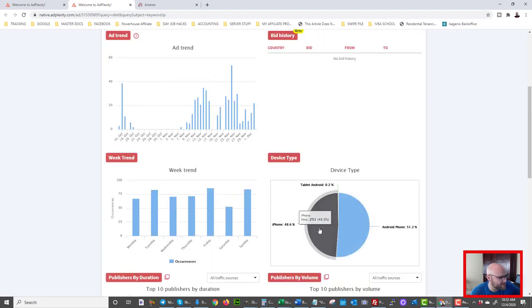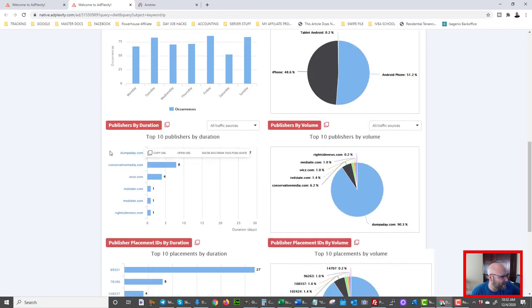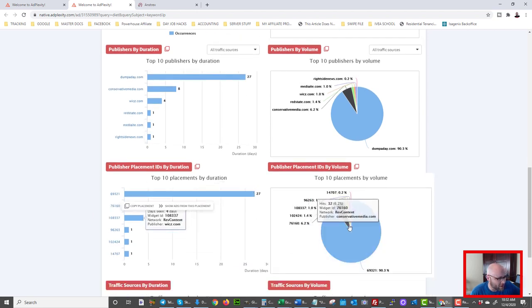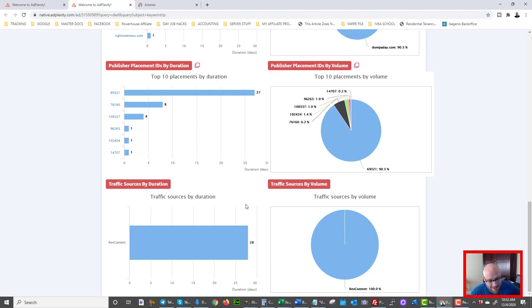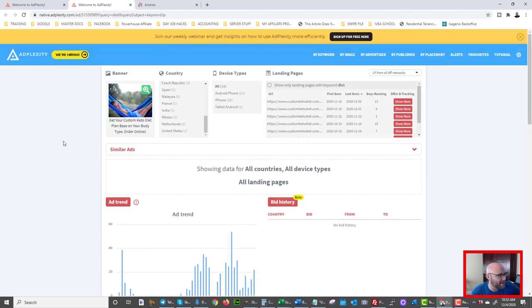You can see the device types they're targeting, the days of the week they're running, the trends of their ads. You can see maybe they paused here and then they started up for another test and then they made some changes and then they started up again, and now they're running consistently since November 23rd. And so this is good information to have. You can see all of their publishers by duration, the placement IDs, all on one page. Again, a super win for Adplexity here because it's all on one page.